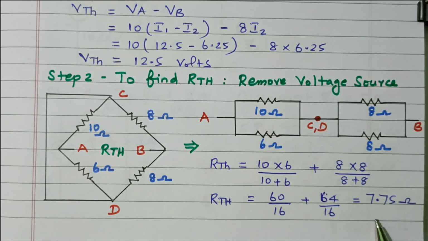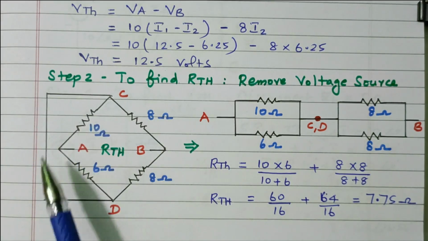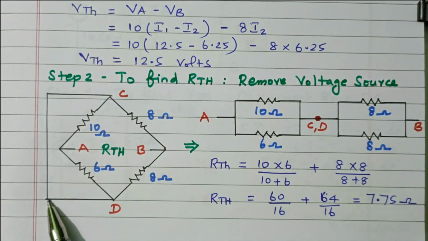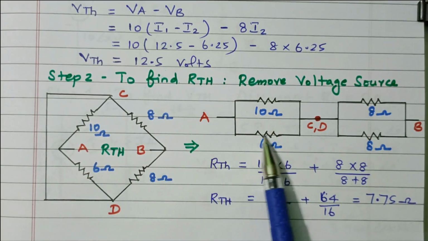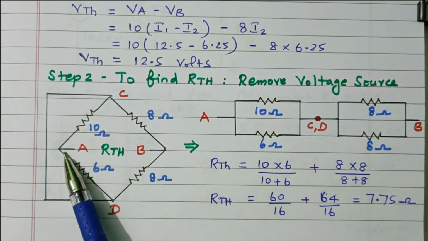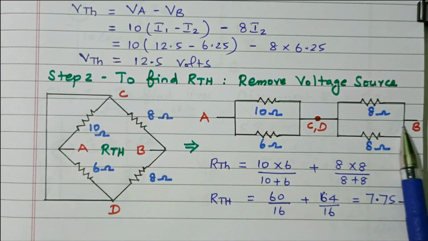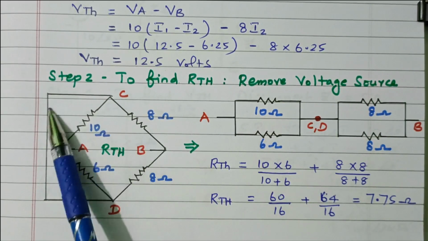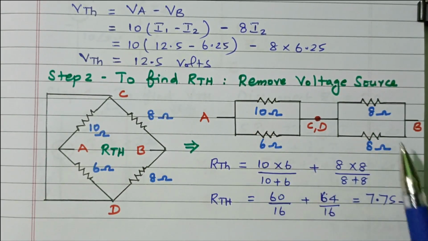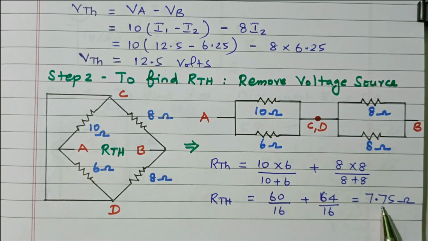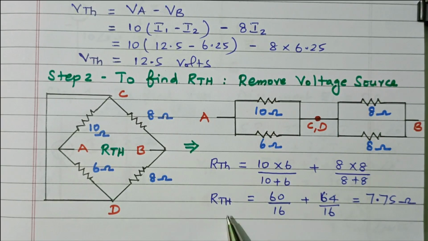So R Thevenin is nothing but the resistor across AB by removing the voltage source. Removing voltage source means short circuit. So this circuit is simplified like this. At terminal A, these two are connected in parallel. At terminal B, these two are connected in parallel. C and D is short circuited. So that these two are parallel, that is connected in series. So after simplification we got 7.75 ohm. So we calculated R Thevenin also.